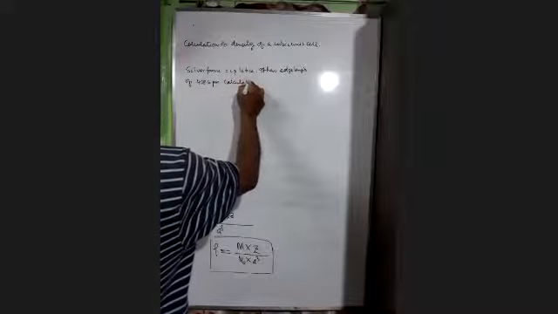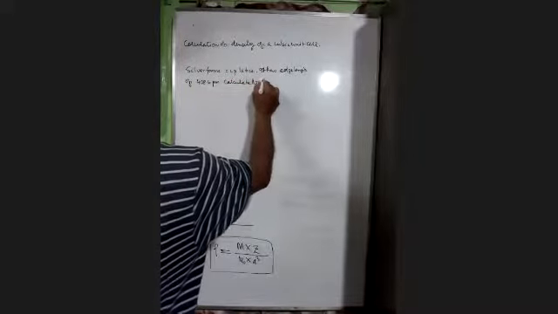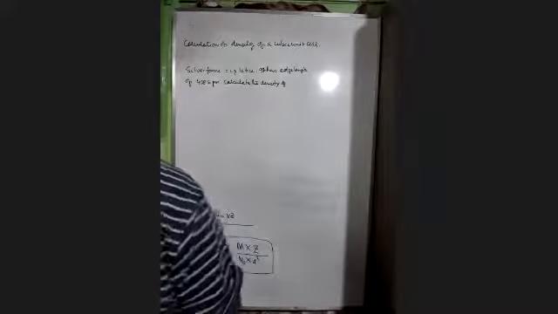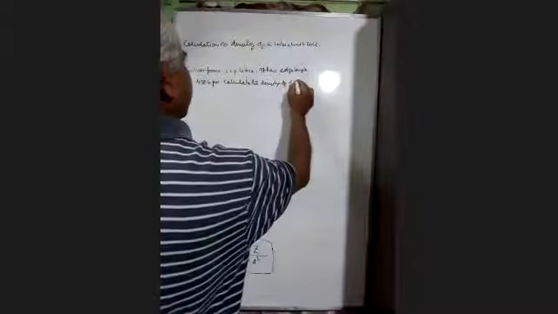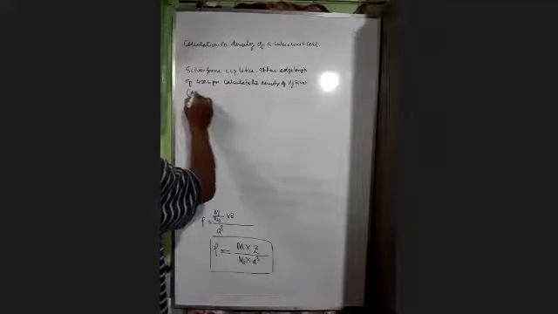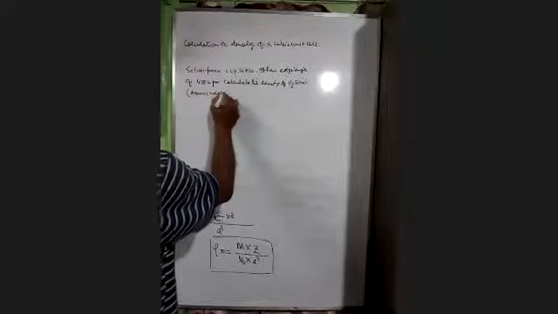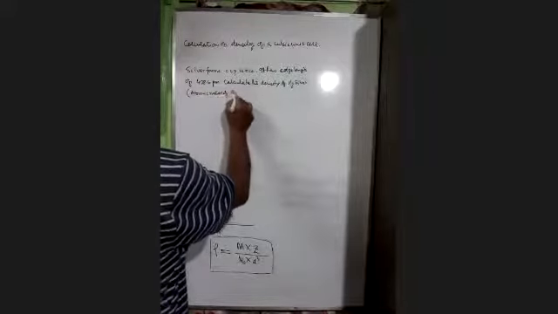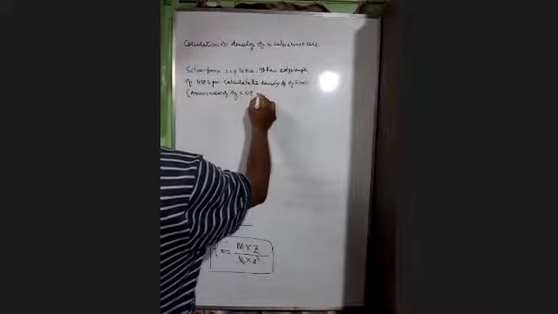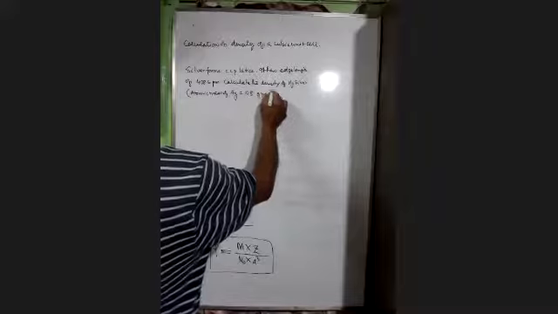Calculate the density of silver. Atomic mass of silver is 108 gram mole inverse.